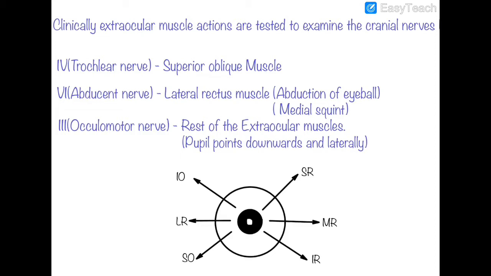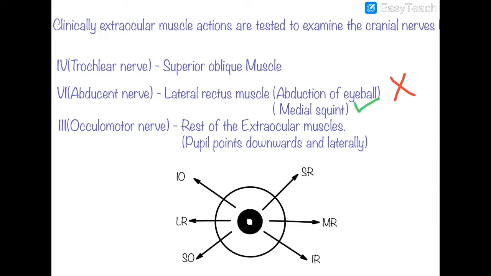Now, if the trochlear nerve is injured, then there will be paralysis of the superior oblique muscle, and if there is paralysis of the abducent or the sixth nerve, then there will be loss of abduction of the eyeball, and as a result there will be medial squint.